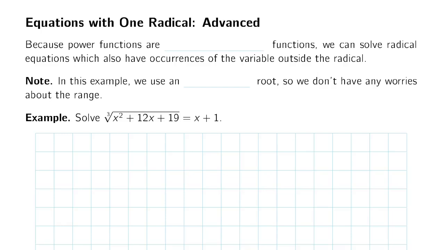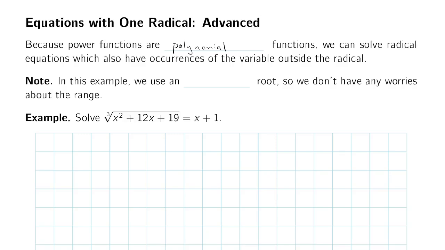Now, ordinarily, when we apply an inverse function to get rid of a function, we want to end up with only numbers inside that inverse. But because power functions are relatively simple polynomial functions, we can solve radical equations that have occurrences of the variable outside the radical. We just might have to mess around a little bit.